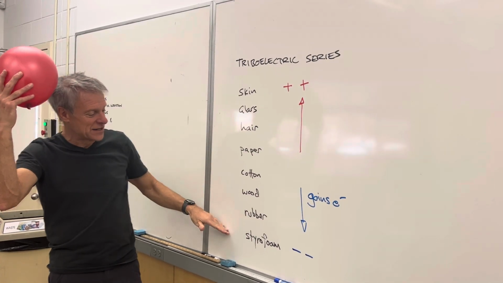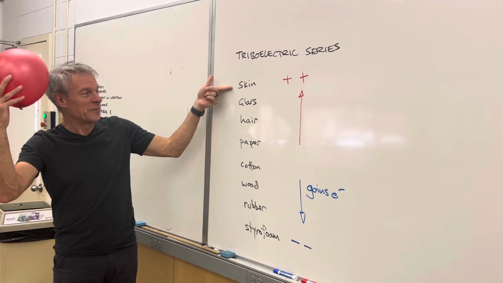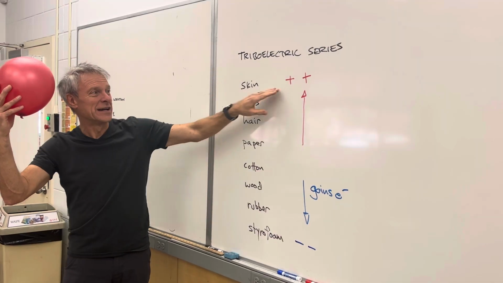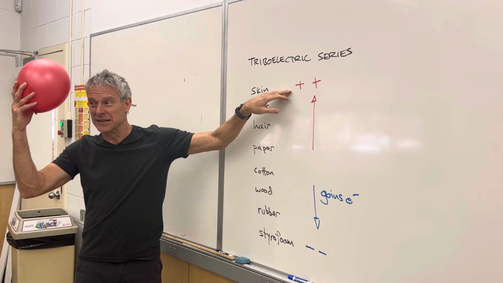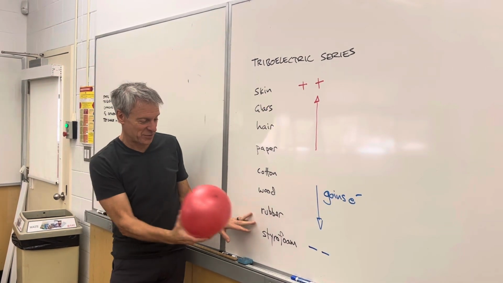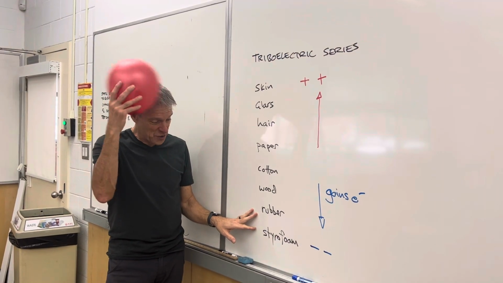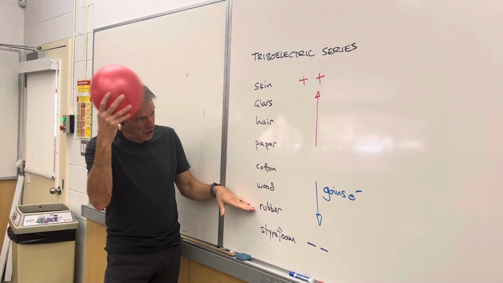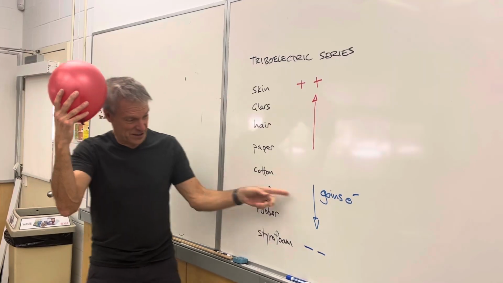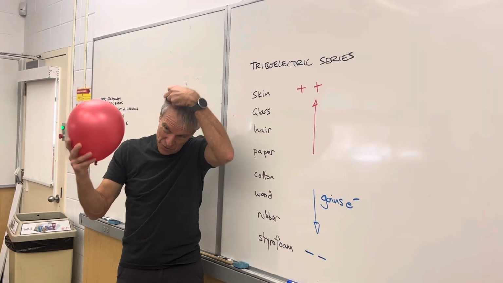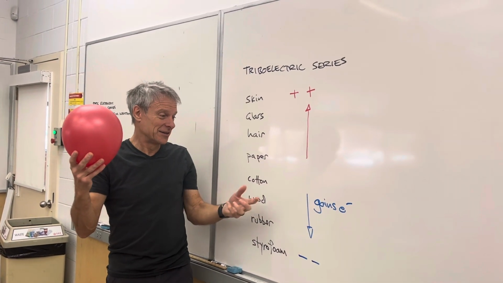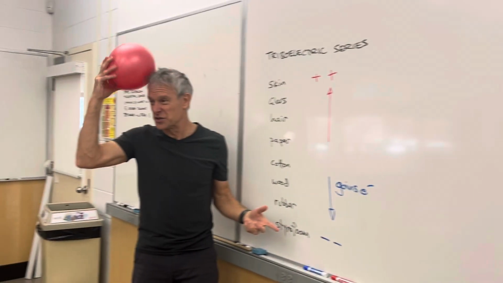And I've just picked a few here. These are materials, so skin, for example, and it's right at the top here, it can become very positive very easily, dry skin we're talking about here. And down at the bottom, we've got rubber and styrofoam. So when I rub this rubber balloon on my hair, the rubber gains electrons, so electrons get ripped off my hair, and where do the electrons go? Onto the surface of the balloon.